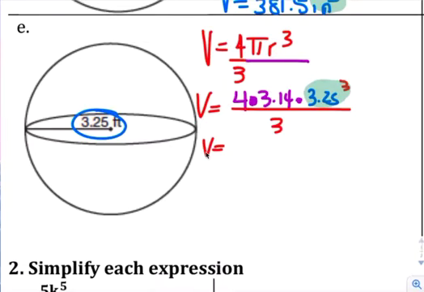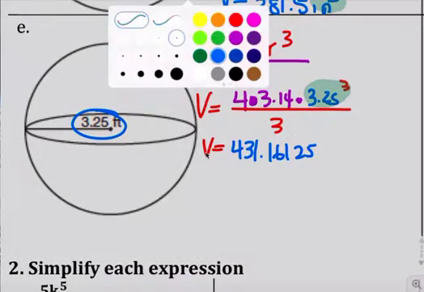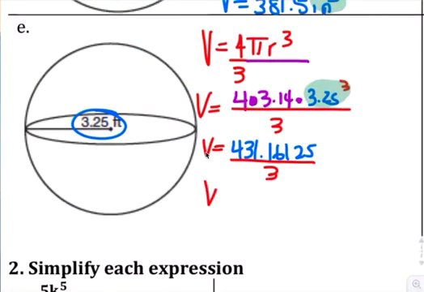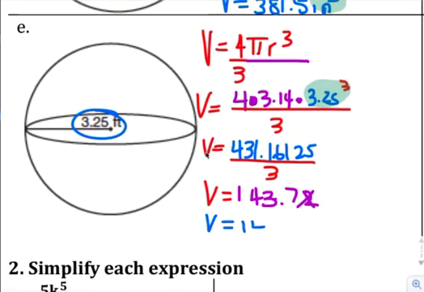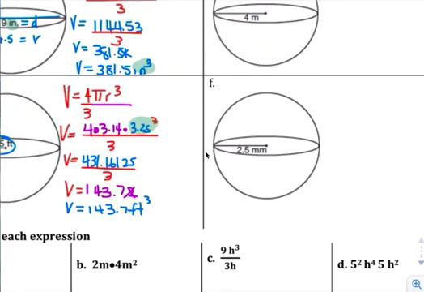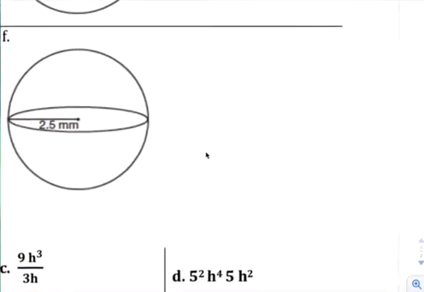You get 1,000. You get 431.16125. Divide that number by 3. You get volume equals 143.72. This is a 2, so therefore the volume is 143.7 feet cubed. Okay, F is the same thing. I'll leave D for you to do yourself.